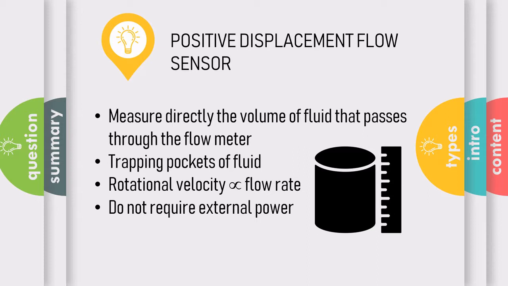Positive displacement flow meters do not need a power supply to operate, nor do they need upstream and downstream pipe runs to be installed. Some examples of positive displacement flow sensors are the overgear flow meter, roots flow meter, rotating disc flow meter, and etc.